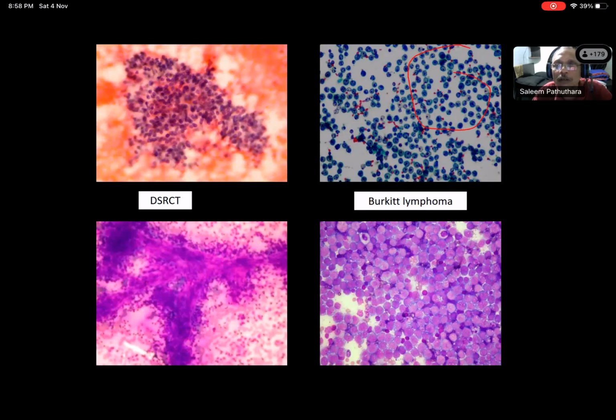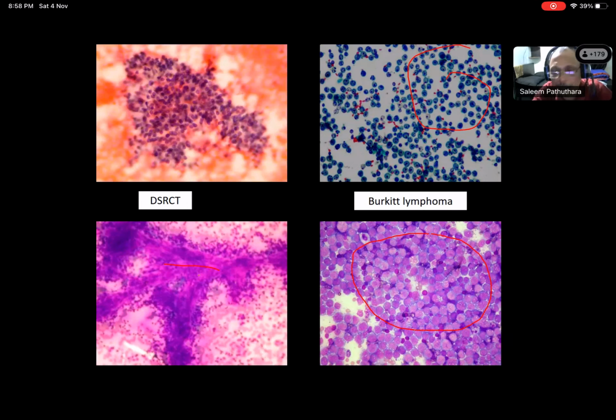Now this is another case, Burkitt's lymphoma. The blastic nature of the cells can be easily seen on PAP, but it can be most easily recognized with the microvacuolation in the cytoplasm and the nucleolus. All this can be easily appreciated on Giemsa. Now look at the DSRCT case, where the cells look like small round cells, but the metachromatic material in the background can be appreciated very well with the Giemsa.